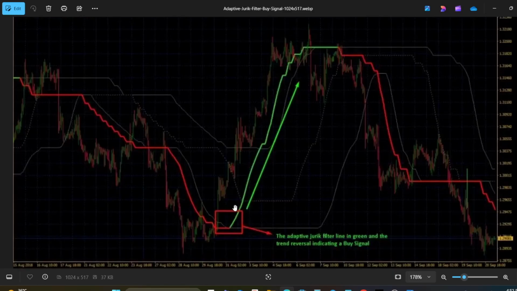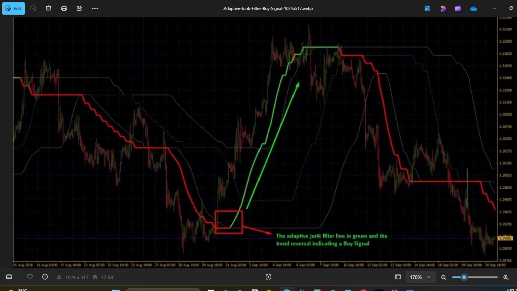So that gives you an opportunity to position yourself before the market moves too far. Okay, so now that we know what it is and why it is useful, let us talk about how you can actually use the adaptive Jurik filter in your trading strategy.